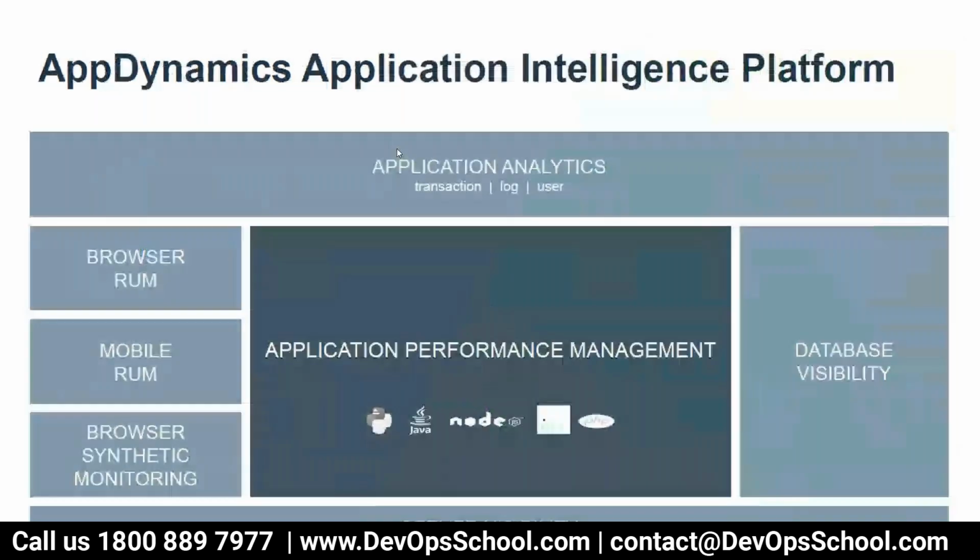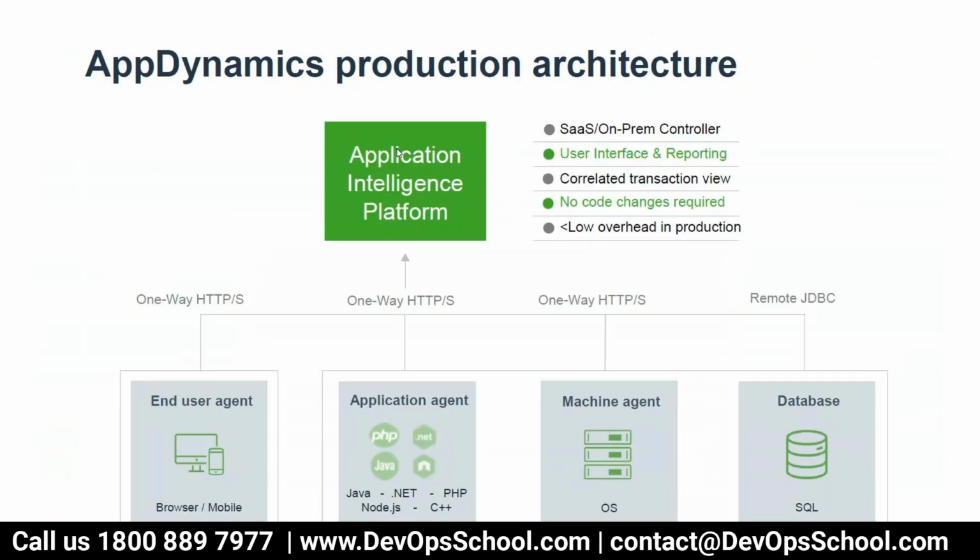Okay, so if you look at this here, every aspect of monitoring and observability has been taken care of by AppDynamics. So server visibility, database visibility, application analytics, which includes transaction logs and users, RUM, browser monitoring, mobile RUM, browser synthetic monitoring, and APM. So everything is supported with AppDynamics. Now, if you see here, different languages, different operating systems, and different databases, everything can connect with the AppDynamics application intelligence platform.